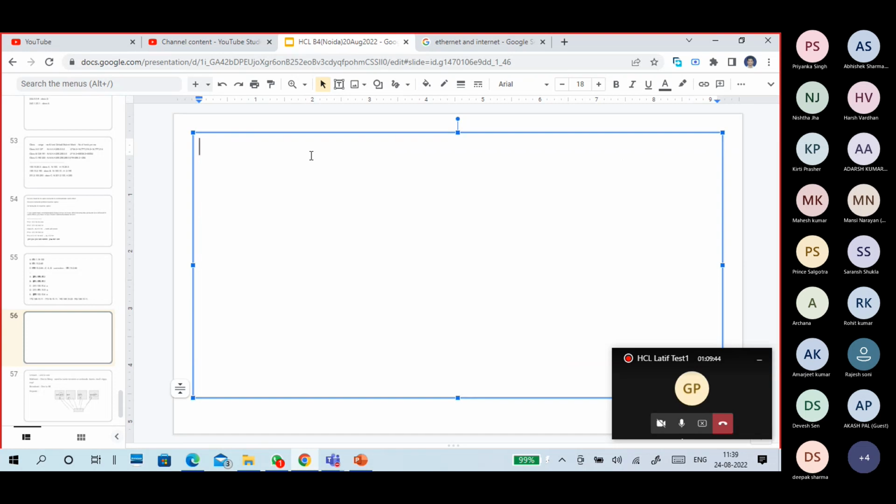Tell me once again. Sir, in the case of C, as you have written, A and B have the same class ID, and C has a different ID. And if we don't change the IP address of C, is internetworking possible?